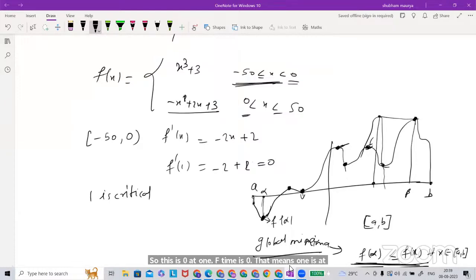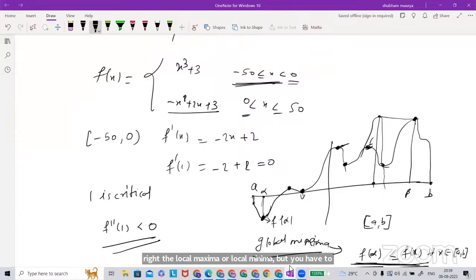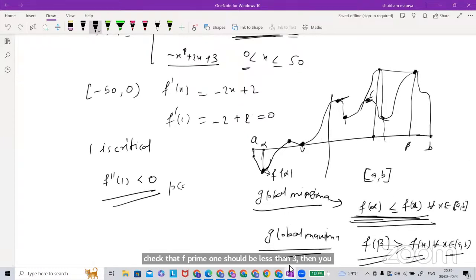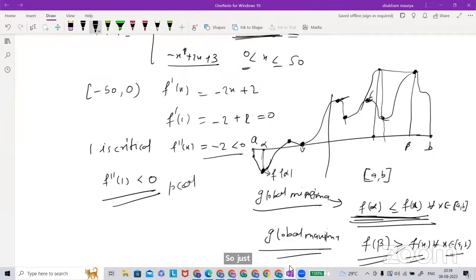But still you have to check, the option says local maxima or local minima, but you have to check that F double prime of 1 should be less than 0. Then you will say that it is a local maxima. So just differentiate F prime, find F double prime. It will be -2, which is less than 0. That means yes, 1 is a local maxima. That option is going to be correct.